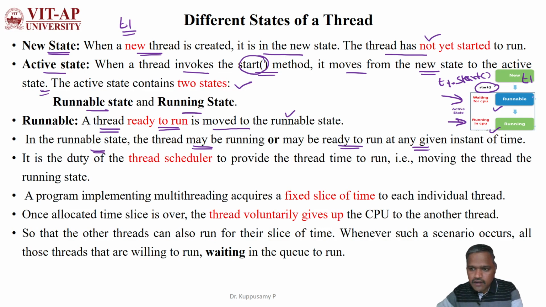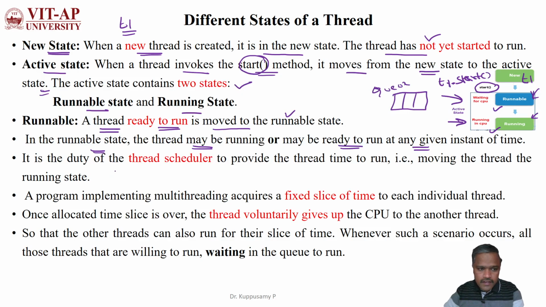Then it will get into the active state. If the CPU is idle, it will be immediately kept in the running state. If the CPU is not idle, then it will be kept in the queue for ready to run. So this queue is maintaining the threads that are ready to run.